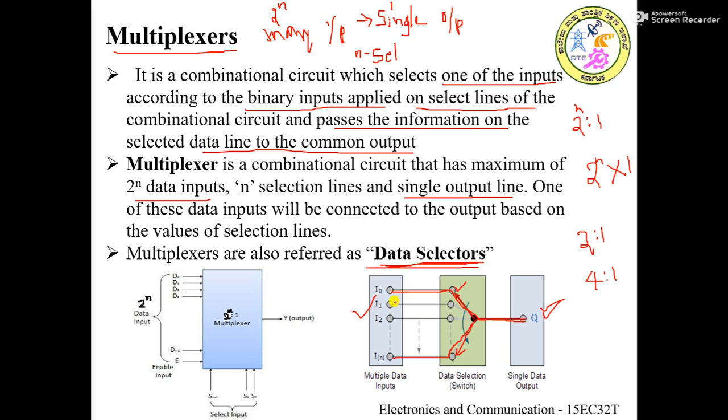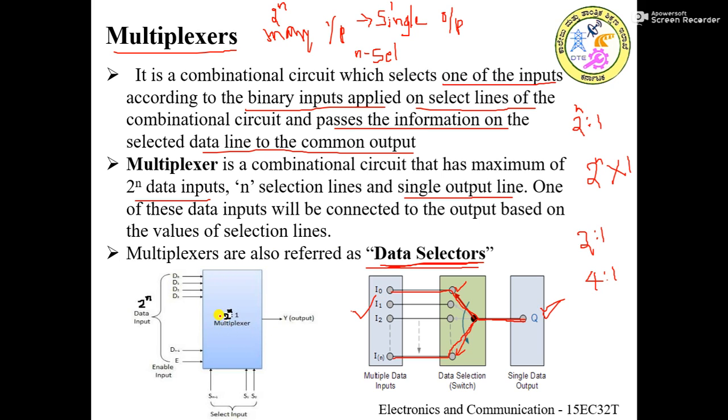So which line is to be selected depends upon these select lines. So the n number of select lines, using the information on them, out of these 2 to the power of n input lines, one input line will be selected at any time. Okay, this is the logic symbol here.